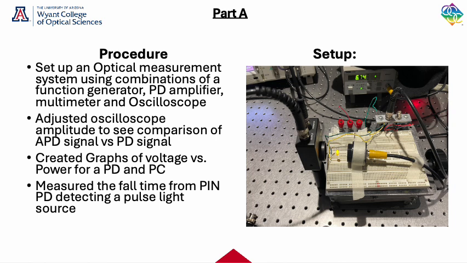For the second and third parts of this lab, we used a similar setup to record graphs of voltage versus power for a PIN photodiode and a photoconductor. Finally, using an emergency alarm, we measured the fall time from a PD detector from a pulse light source.